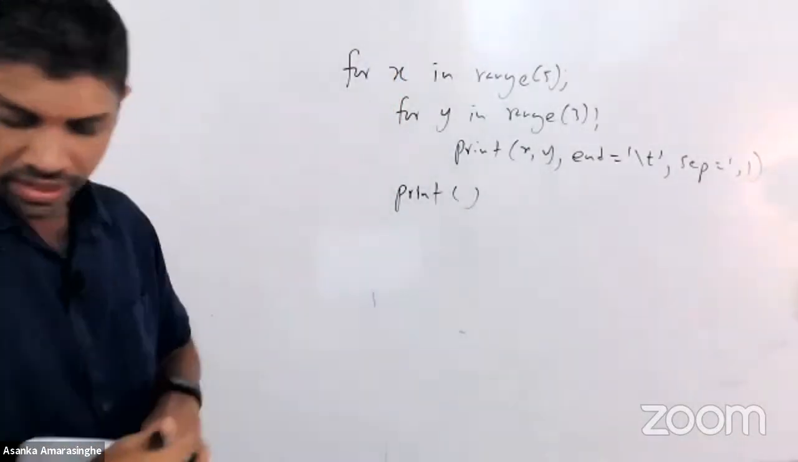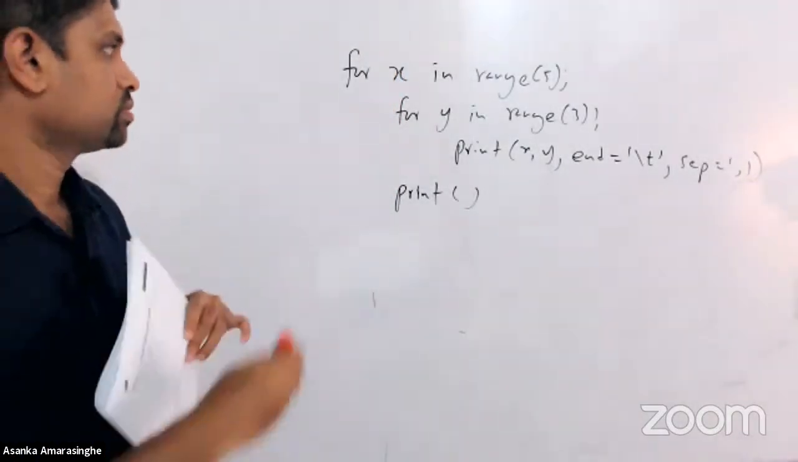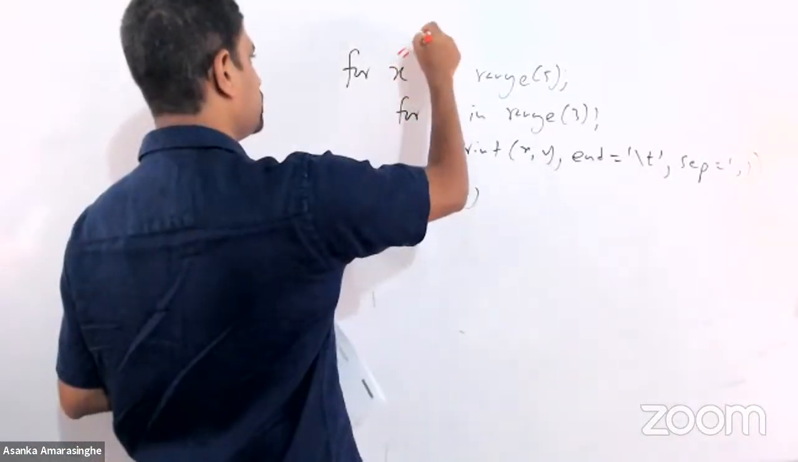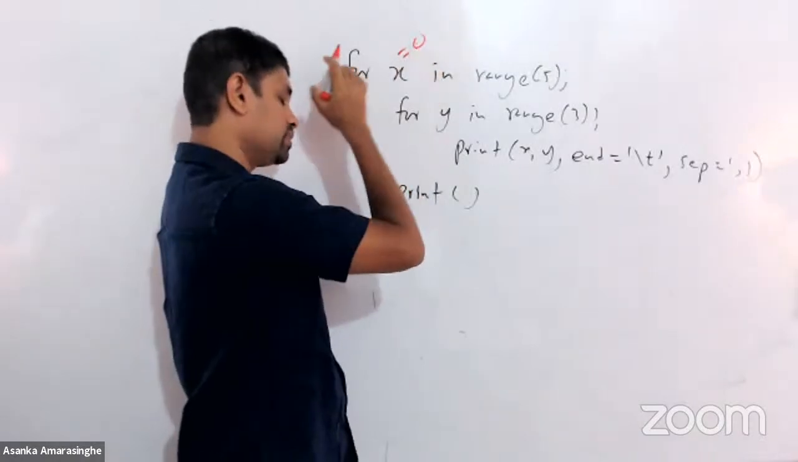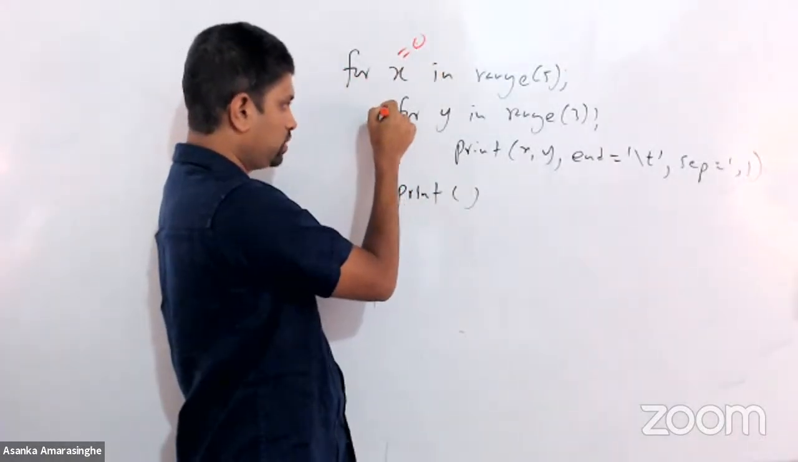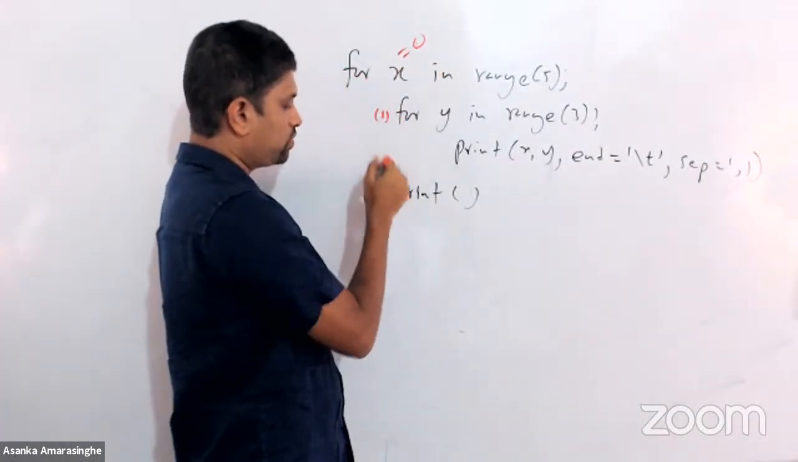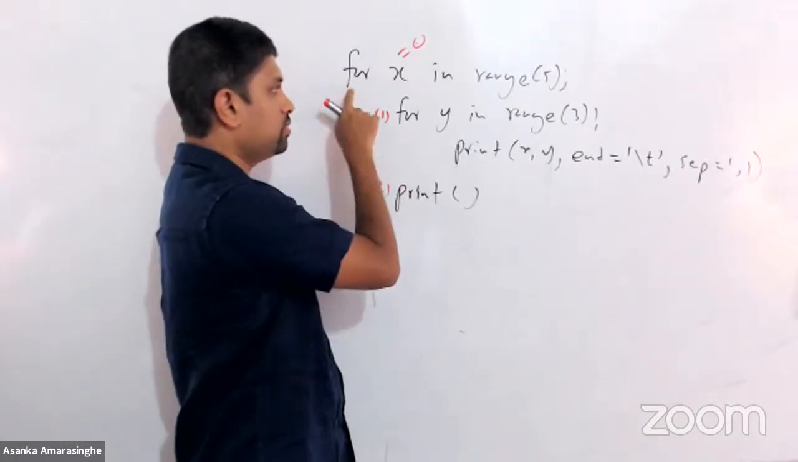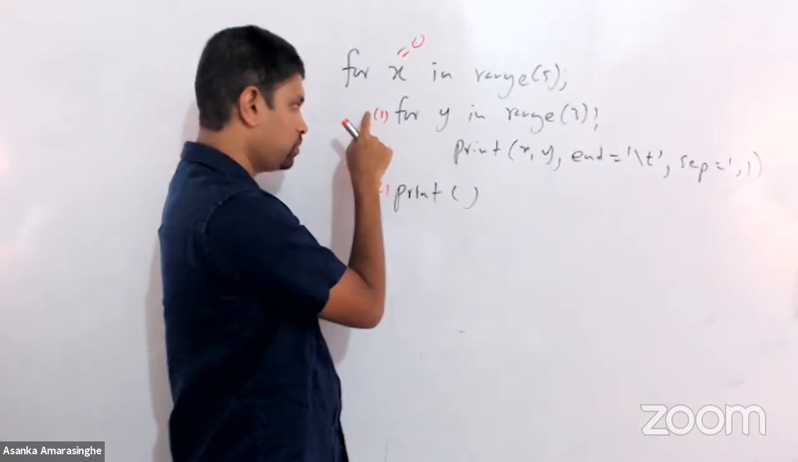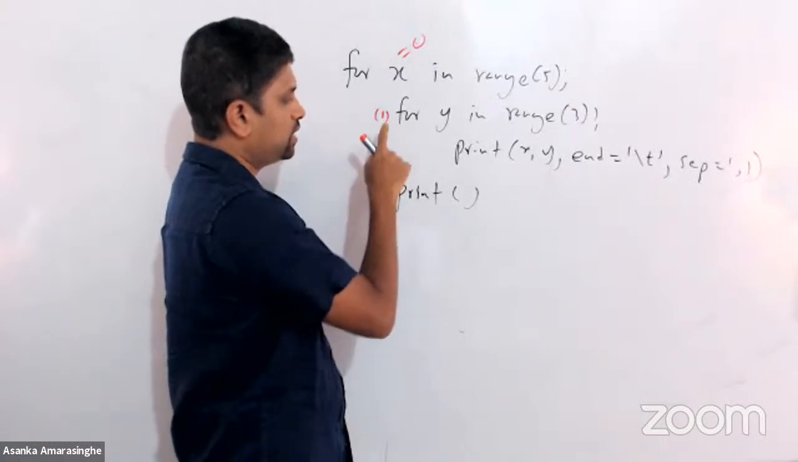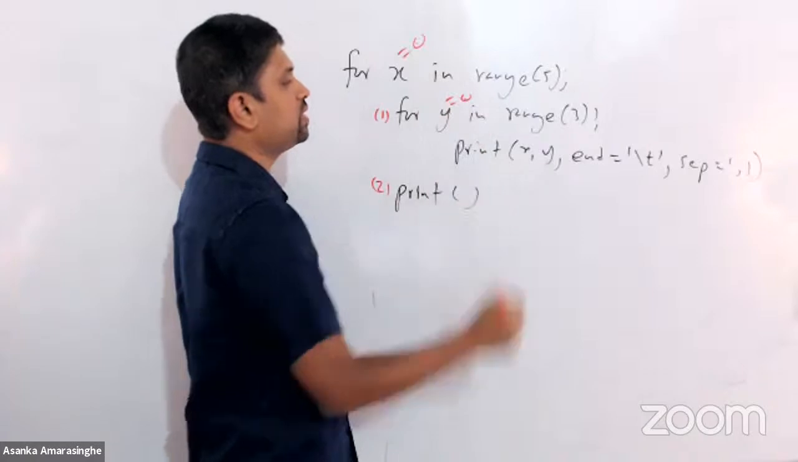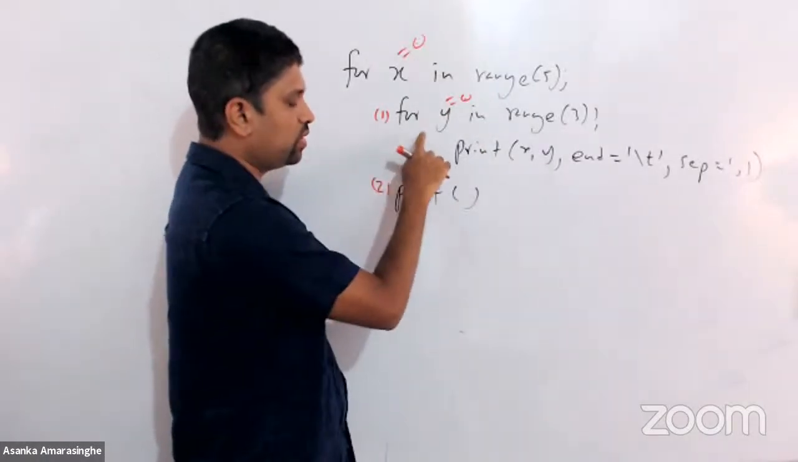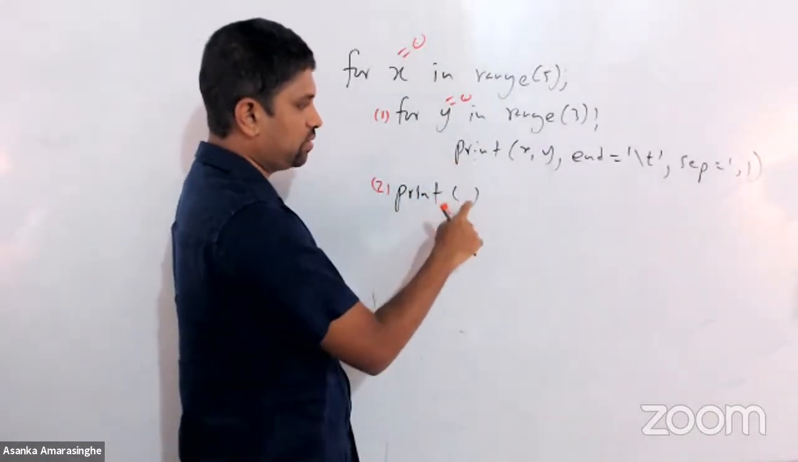The first value that x takes is 0. When the value of x is 0, we have to do two things, because both of these commands are under the first for statement. We have to do this as well as this. This one is another for statement, so the initial value is 0. Within this one we have to print x and y.